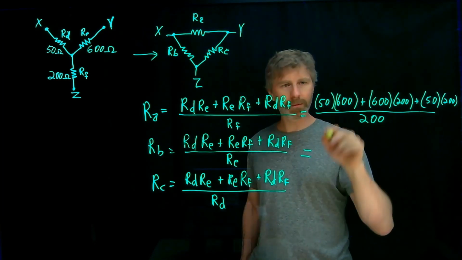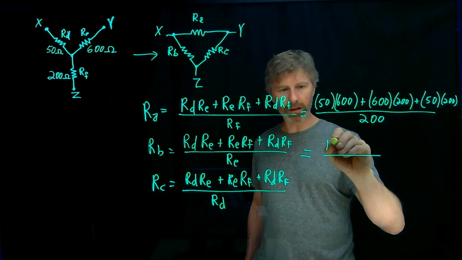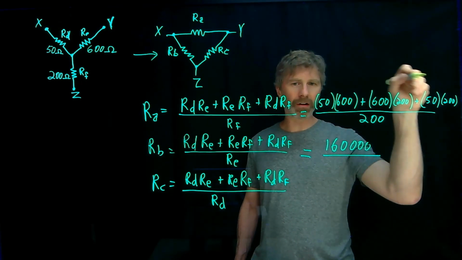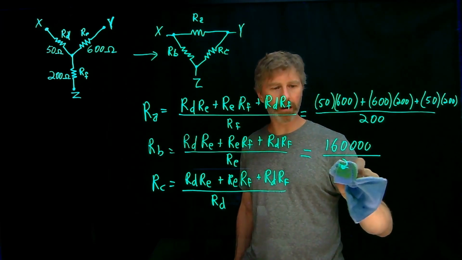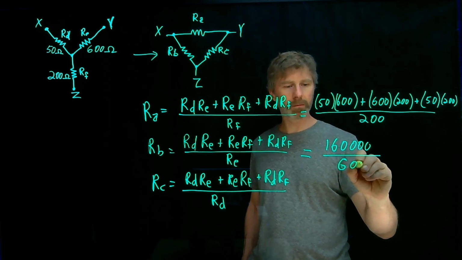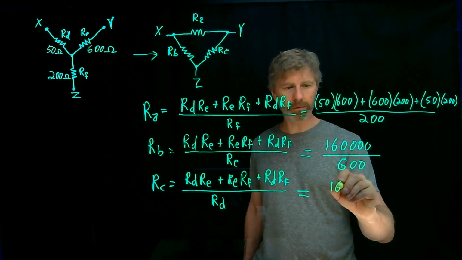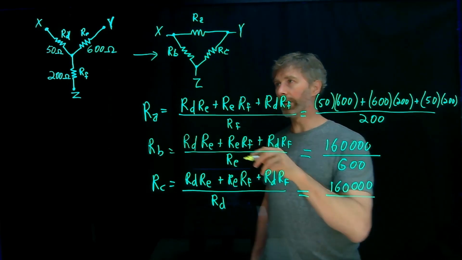RB has the exact same numerator, and that value is 160,000. I don't want to write all this out again. Not divided by 200, divided by RE, which has a value of 600. And then RC, same numerator, 160,000, but this time divided by RD, which is 50 ohms.